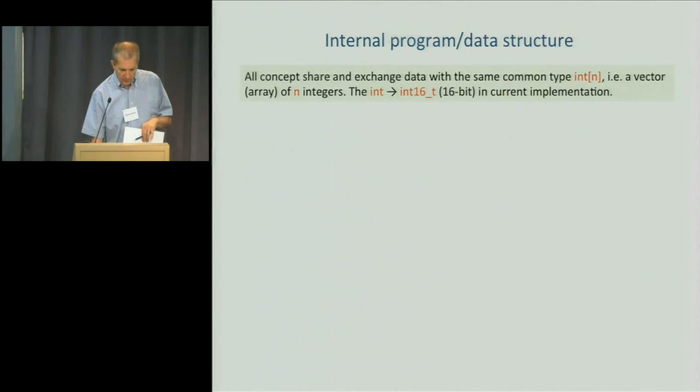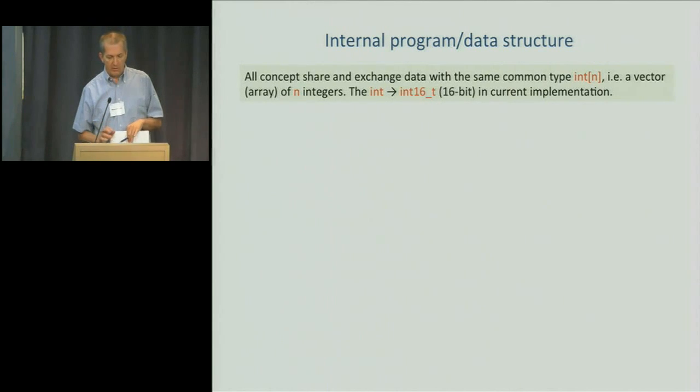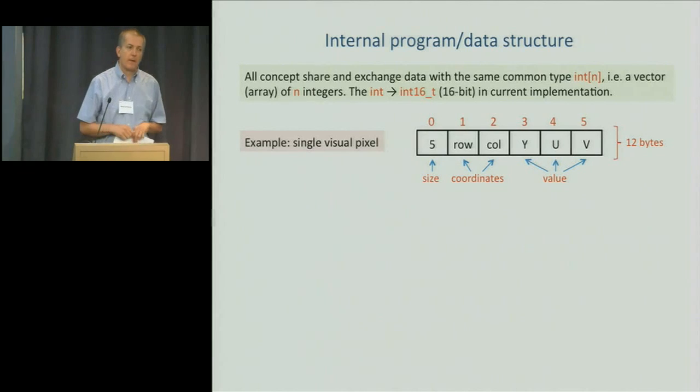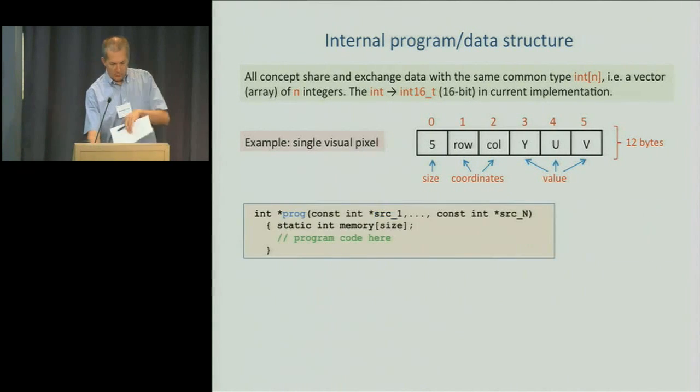First, I have to say that we use a single data format for all communication. It is an array of integers, and this is what a visual pixel would look like. There's a size of this pixel, row, column, and YUV for the color pixel data. So it is like what a data vector of a visual pixel looks like. We currently use 16-bit integers in this implementation.